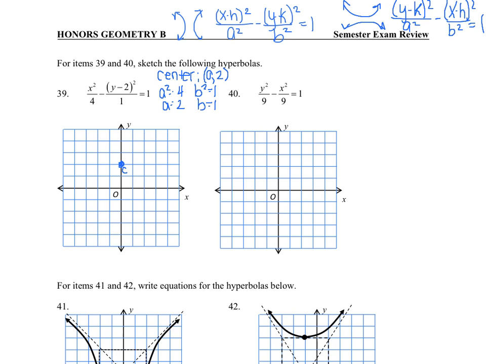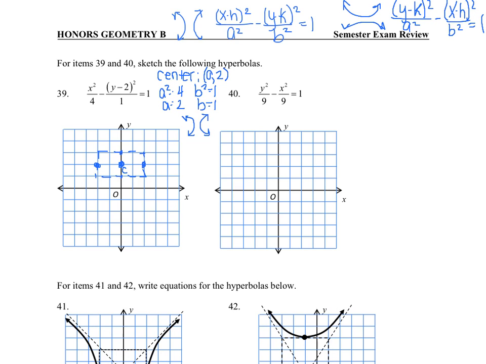Since x comes first, I know that it's going to be a horizontal hyperbola. Since it's a horizontal hyperbola, I'm going to go a units to the right and to the left to give me my vertices of my hyperbola. So I'm going to go 2 to the right, 2 to the left. I'm going to go up and down 1 unit because this is what's going to help me make my box that's going to allow me to draw in my asymptotes. So I'm going to connect my 4 points that I made into a box. Remember, it needs to be a dashed box because it's not actually part of the graph.